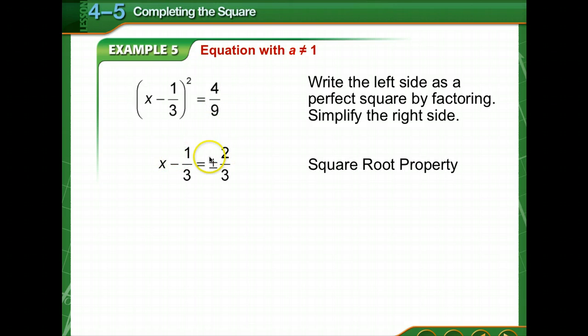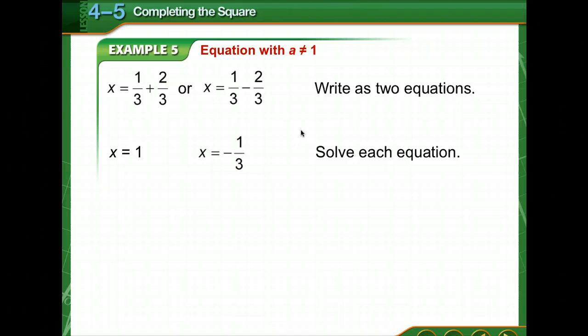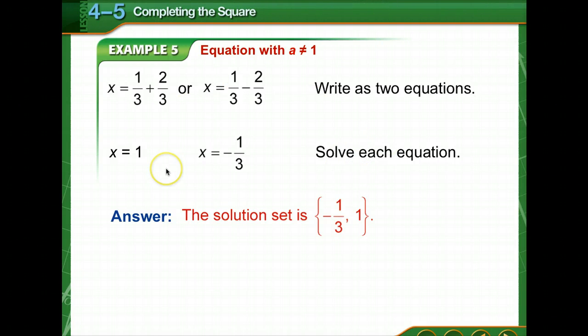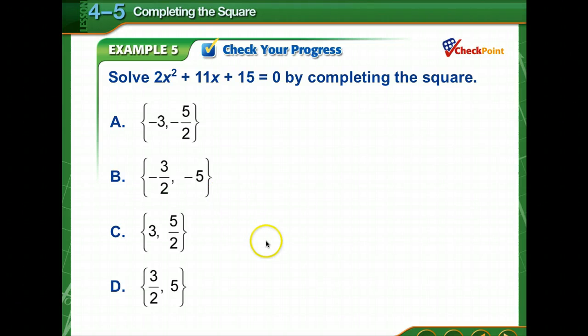Now we're going to take the square root of both sides. Square root of 4 is 2, square root of 9 is 3. So it's plus or minus 2/3. We add 1/3 to both sides. So our solutions are 1/3 plus 2/3 or 1/3 minus 2/3. So our solution set is negative 1/3 and 1. You can check this by putting it back in the original equation. Okay, time for you to check your progress. Pause for a moment, work the problem, then come back and check your answer.